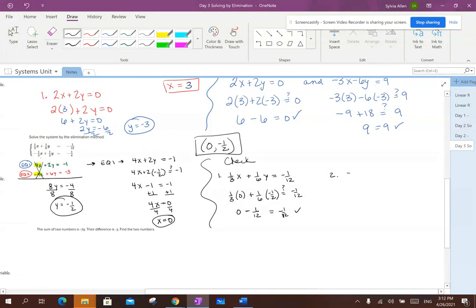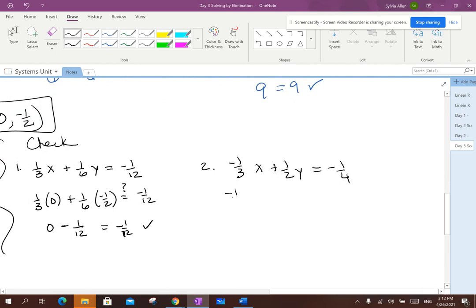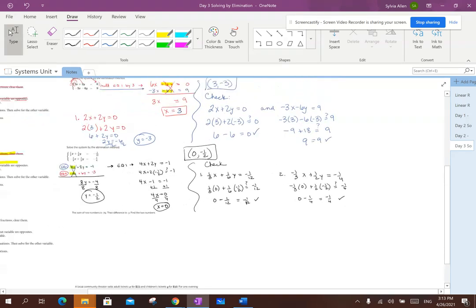Second equation is negative 1/3 x plus 1/2 y is equal to negative 1/4. So I'm going to replace my x with 0 and my y with negative 1/2 and see if that equals negative 1/4. So I've got 0. I multiply across. There's a positive and a negative, so it's negative. So 0 minus 1/4 does equal negative 1/4. So I'm good and my answer is correct.